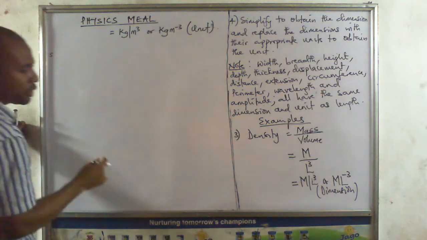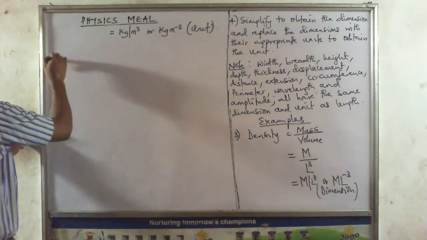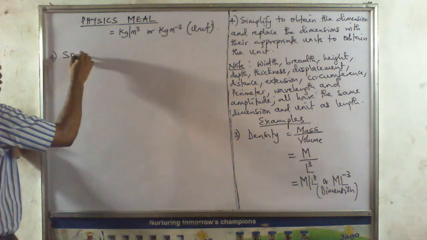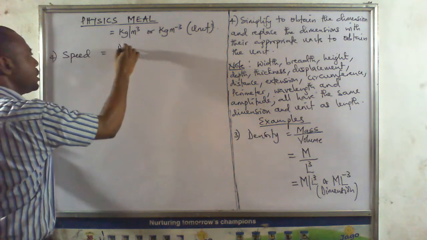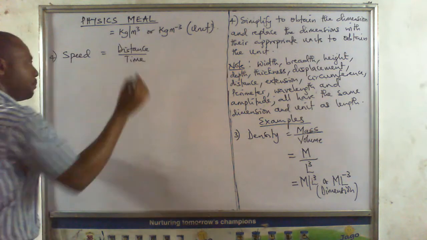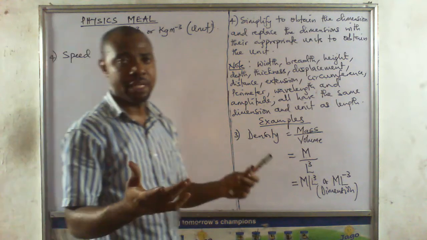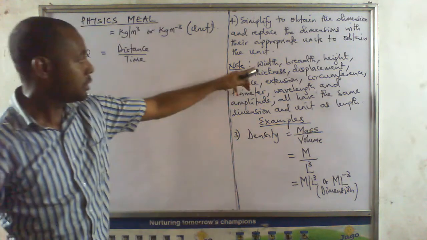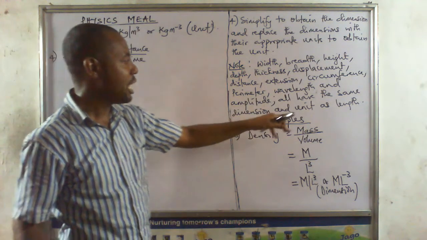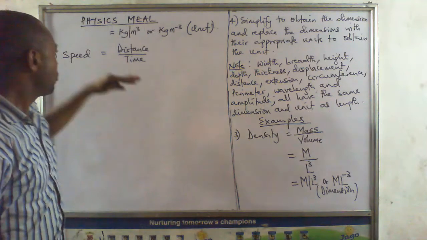Okay, let's say that should be question number 4 now. Which quantity are we going to pick? Okay, let's pick our beautiful speed. We have said that for speed, the formula is distance over time. Distance, we have said, has the same unit and dimension as length. So we have written the formula.